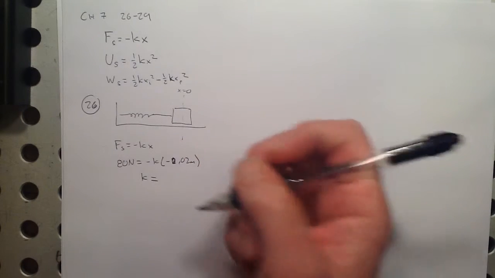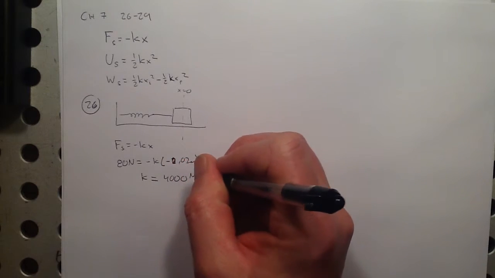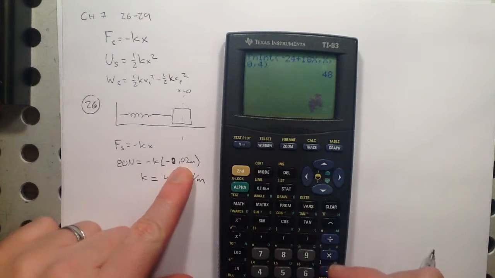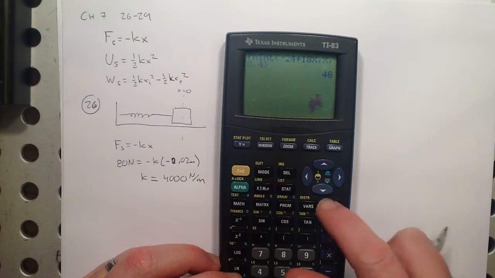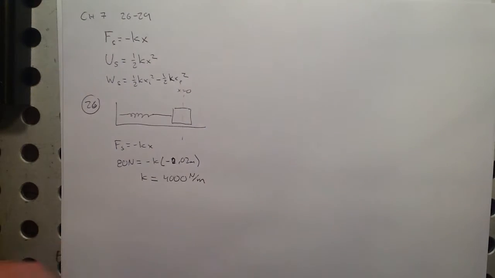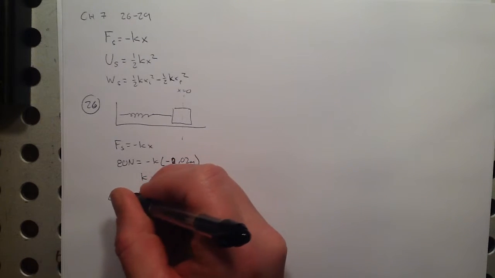K would be 80 divided by 0.02, which I think is 4,000 newtons per meter. Let's check that. Right, dividing by 0.02 is the same as multiplying by 50. So 80 divided by 0.02, yeah, 4,000. From that position, we then slowly move the block so that our force does 4 joules of work on the spring block system. And then the block's again stationary. So what's the block's position? So we're going to do 4 joules of work.